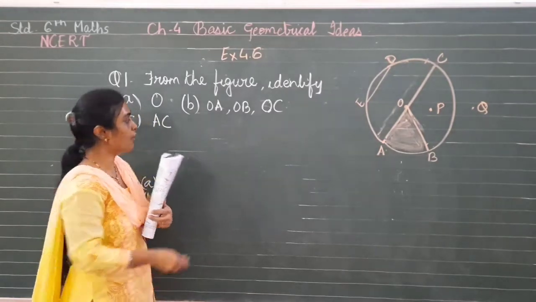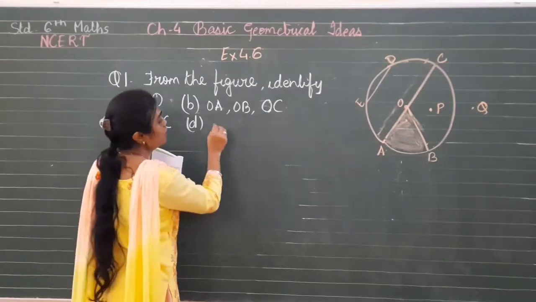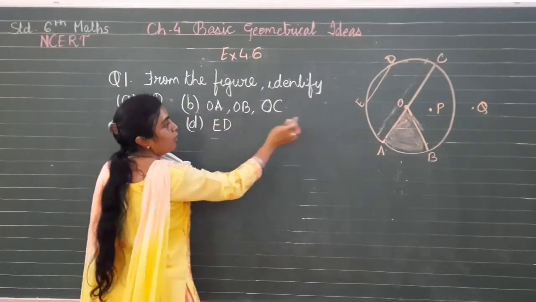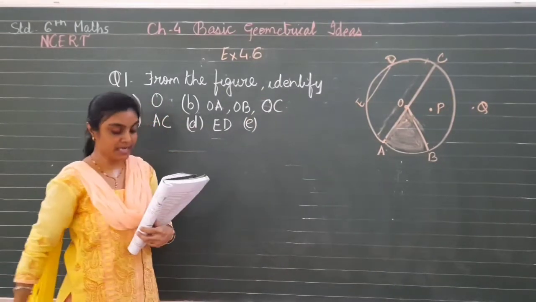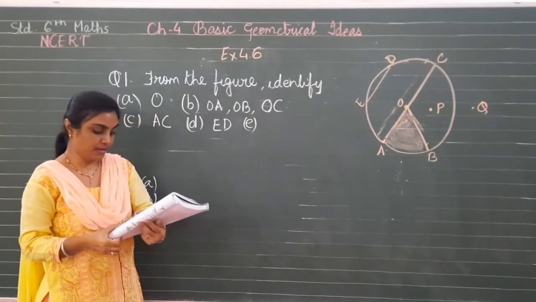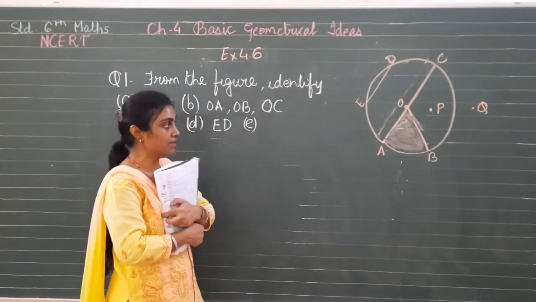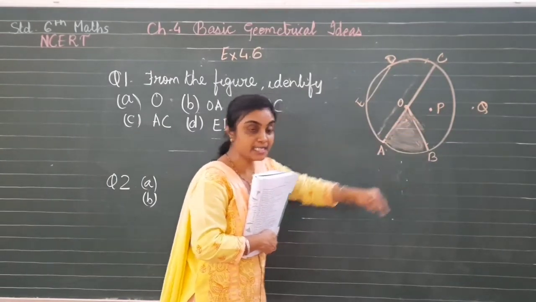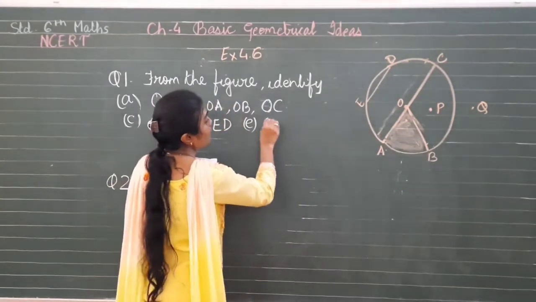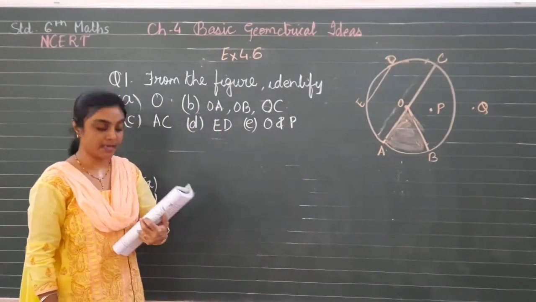Fourth, D, a chord. A chord also connects two points on the circle. So ED is the chord of the circle. Now let us see E, two points in the interior, the points which are inside the circle. Point O is in the circle and point P is also in the circle. So O and P are in the interior of the circle.